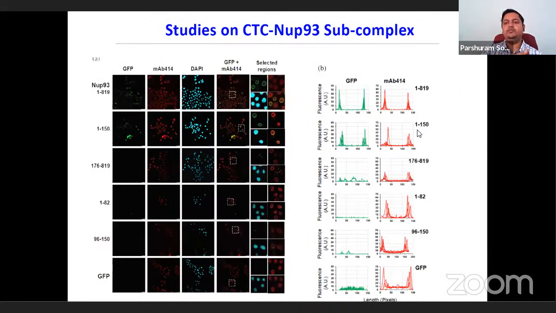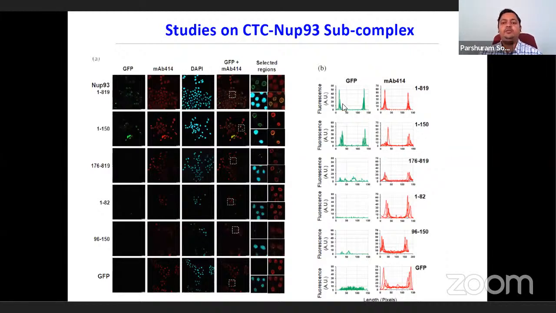So to confirm the functionality of this particular region, whether it is not just an artifact of interactions but has some functional role as well, we utilized immunofluorescence methods, where we performed confocal experiments with similar constructs which were GFP tagged. And with that, we could see that the 1 to 150 region was able to localize to the nuclear ring. And this is the cross-sectional view of each nucleus. You can see that the GFP signal, or Nuc93 signal, actually corresponds to the nuclear ring, which is present in the red.